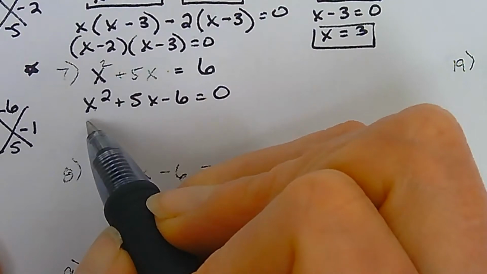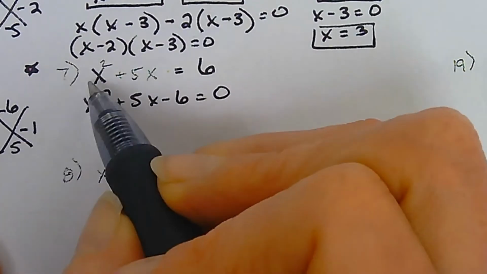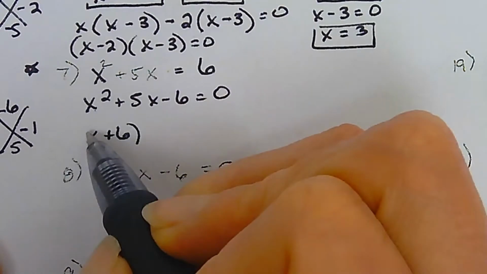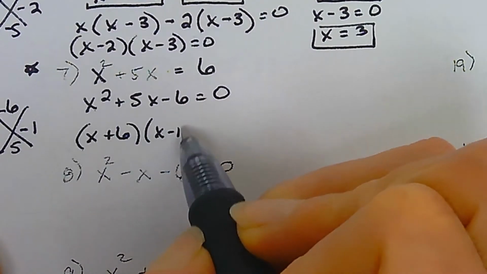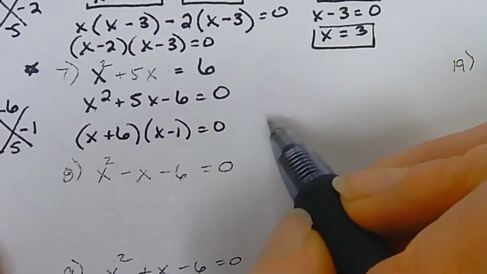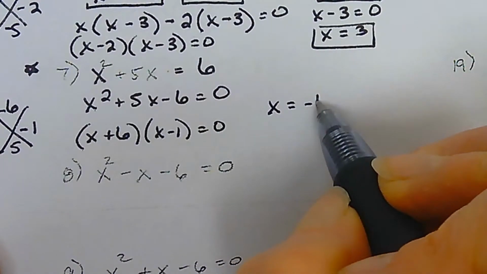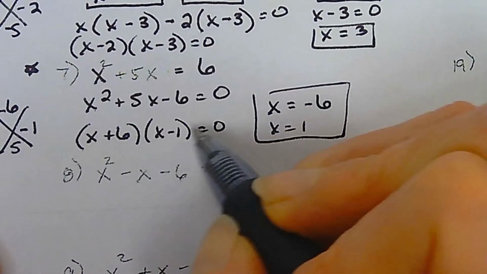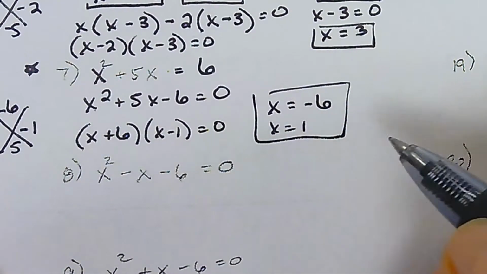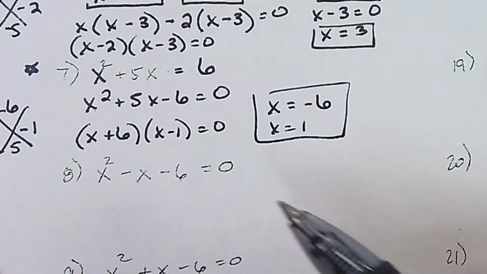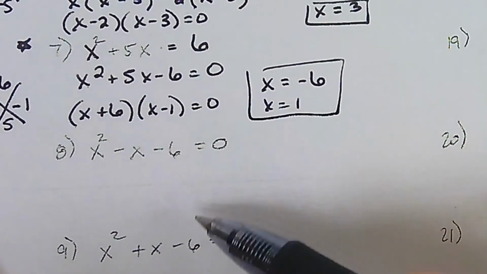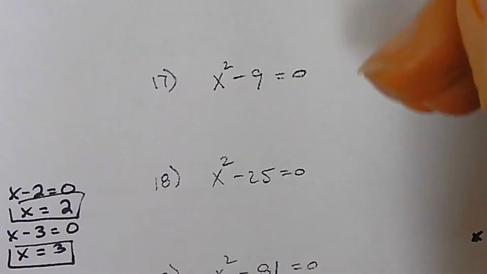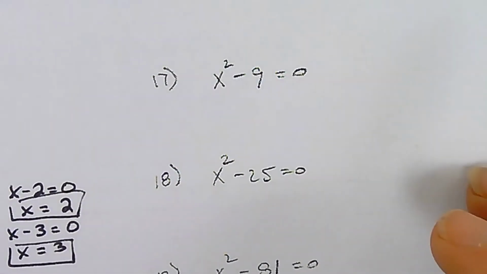I'll factor by using the shortcut because this leading coefficient is 1. The two factors are going to be x plus 6 and x minus 1 equal to 0. The solutions are easy to see. x equals negative 6, x equals 1. Those two values will make this equation 0. The rest of these problems are again using all leading coefficients of 1 all the way down till we get to number 17.